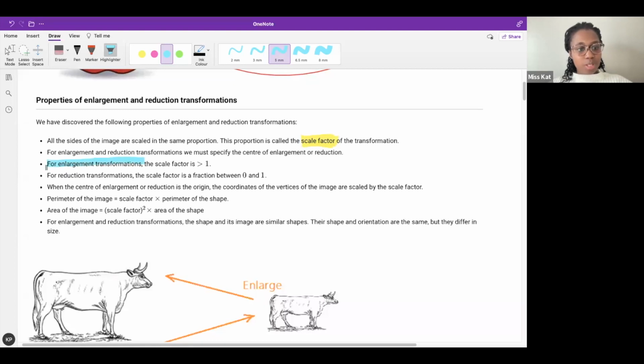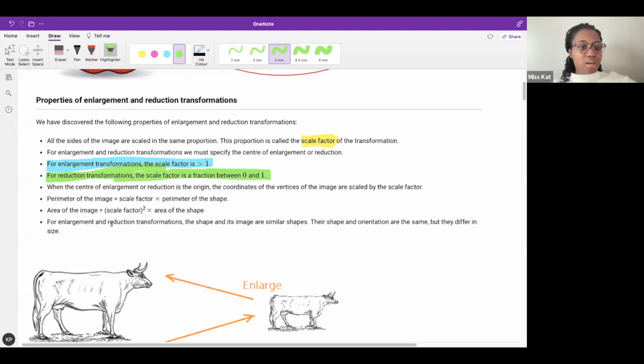For enlargement, the scale factor will be greater than 1. Okay. And for reduction, the scale factor will be between 0 and 1, which means what? It is a fraction, right? So for reduction, the scale factor will be a fraction between 0 and 1. Okay.